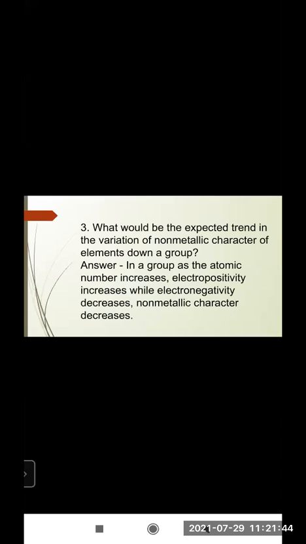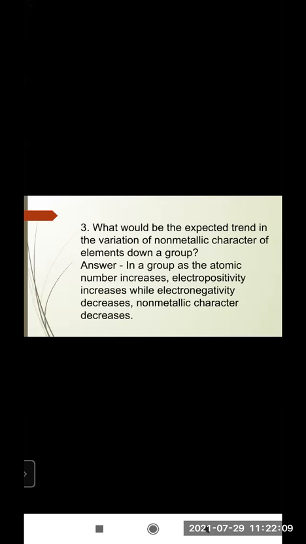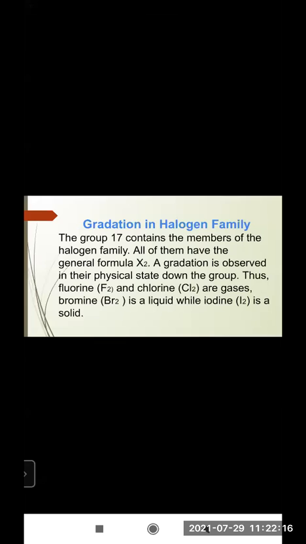And the third question is, what would be the expected trend in the variation of non-metallic character of elements down in a group? The answer is, in a group, as the atomic number increases, electropositivity increases while electronegativity decreases, and non-metallic character also decreases. Clear? So this is about metallic and non-metallic characters. Now we'll see the next point, that is gradation in the halogen family. This is the last point.